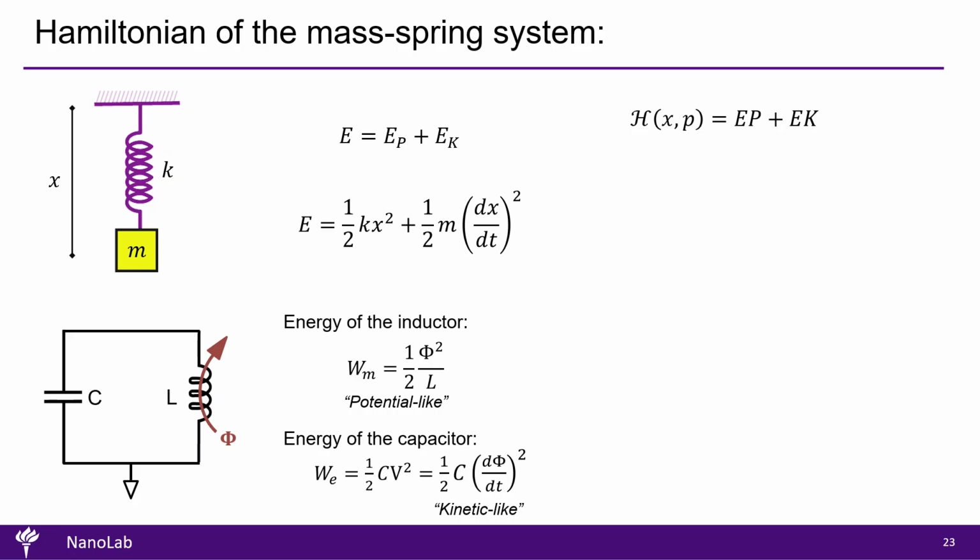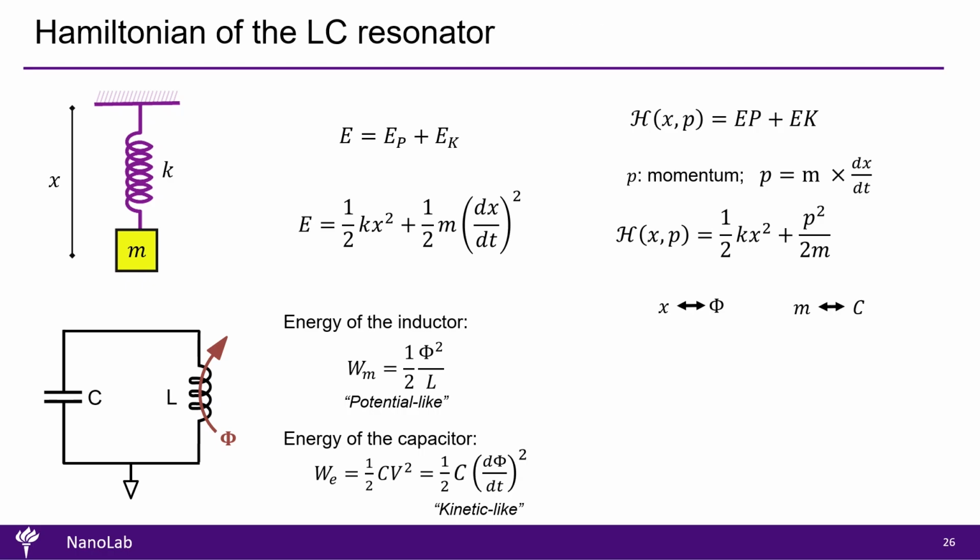For the mass spring system, the Hamiltonian is the sum of the potential and kinetic energy written in terms of the position x and its momentum p, where p equals the mass m times its velocity. This gives the following equation. By analogy, we can derive the Hamiltonian of the LC oscillator. We established the equivalencies between position x and magnetic flux phi, and between mass m and capacitance C. Consequently, the product of mass and velocity in the mass spring system corresponds to the product of capacitance and voltage, which equals the charge Q in the capacitor.